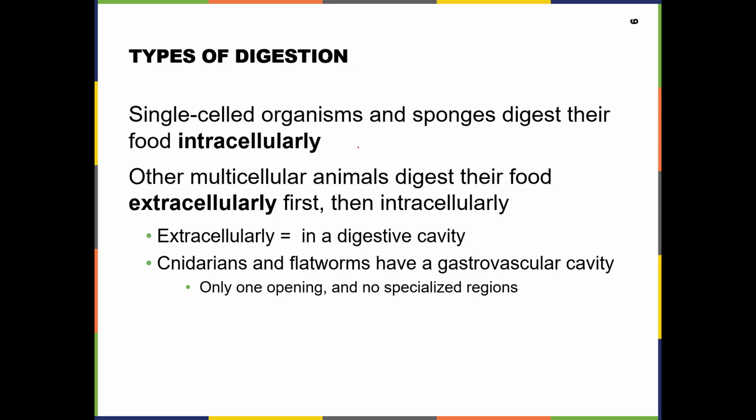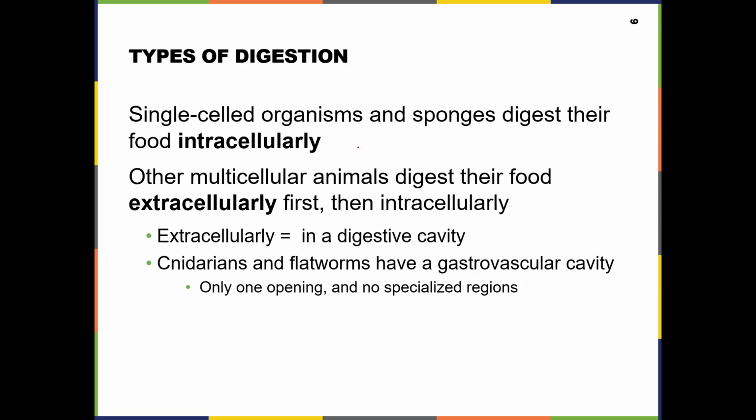But other multicellular animals first digest their food extracellularly and then bring them into the cell. Extracellularly means there's an opening, a digestive cavity, where a tissue forms the lining of the digestive cavity that secretes hydrolytic enzymes into that space. And so this is happening not inside of a cell, but it's the same type of reactions. It's hydrolysis reactions, but they're happening outside the cell. And then once the monomer units are produced, they can be passed into the cells.